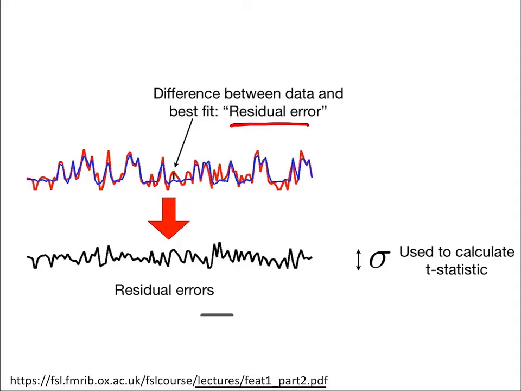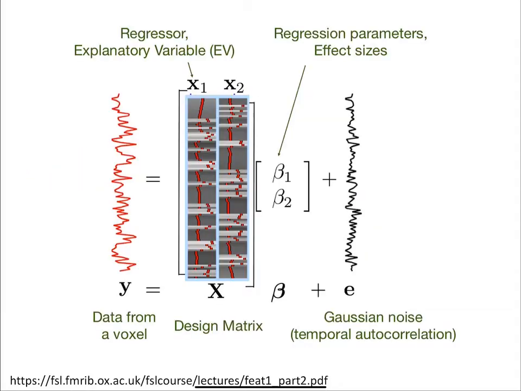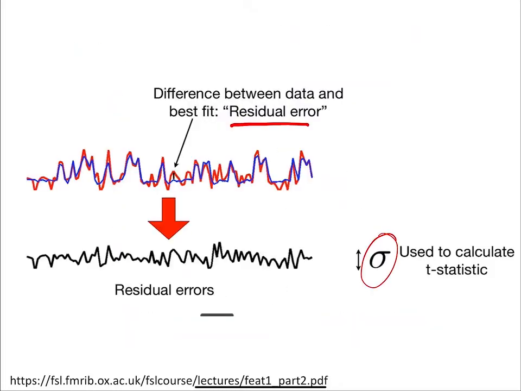Essentially, the residual error is the difference between the measured data and your model. We're going to use that to calculate what's called the variance or the noise, and that's going to be used to calculate our statistics. So the residual error is essentially the part of the data that we can't explain.